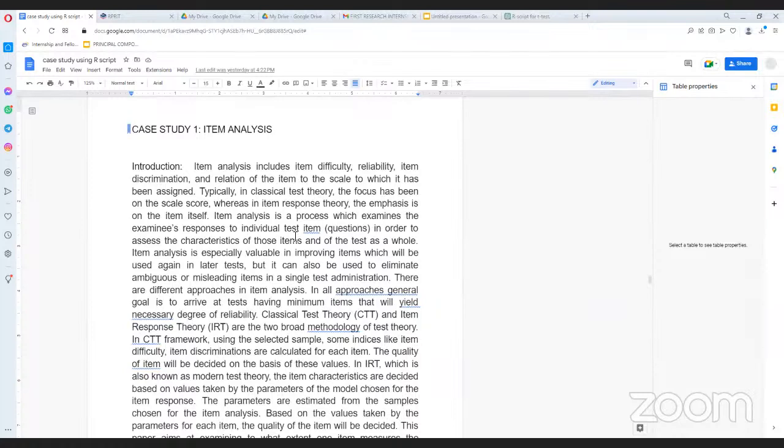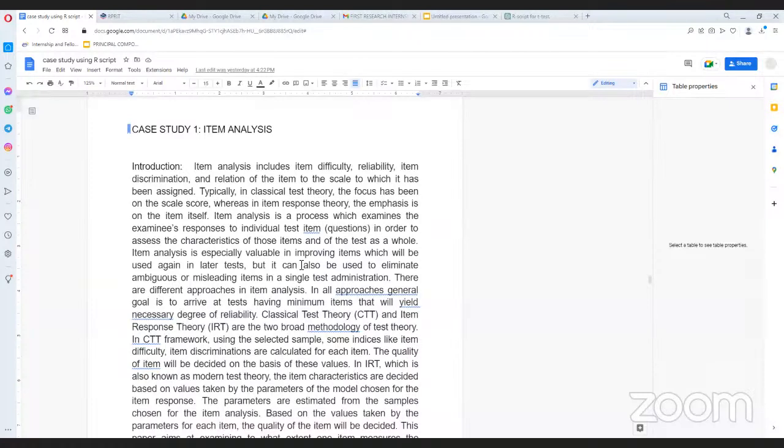Now, Udit, please read it. Okay, sir. So introduction. Item analysis includes item difficulty, reliability, item discrimination, and relation of the item to the scale to which it has been assigned. Typically, in classical test theory, the focus has been on scale score, whereas in item response theory, the emphasis is on the item itself.